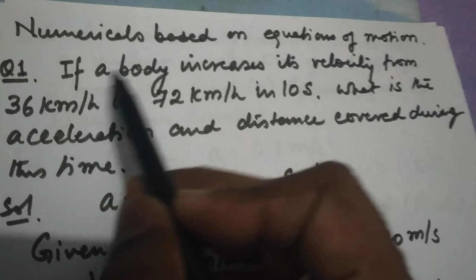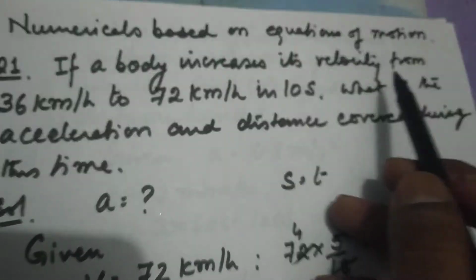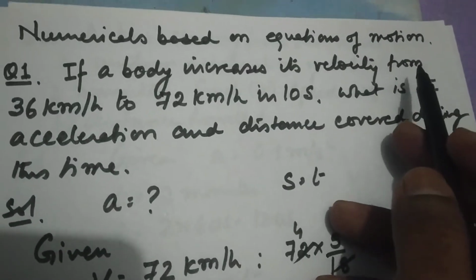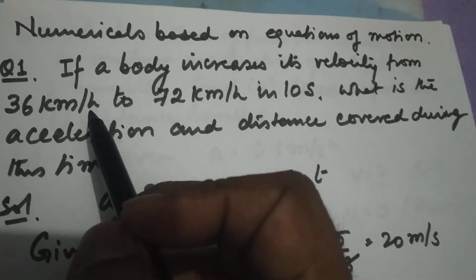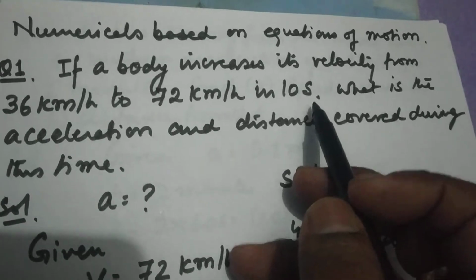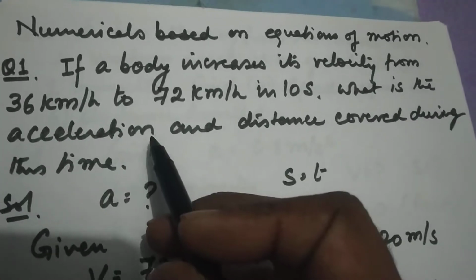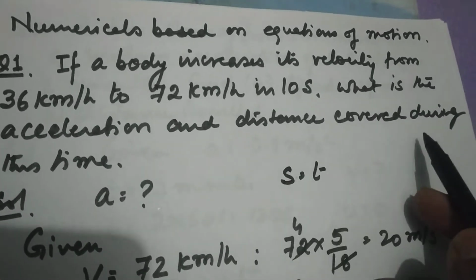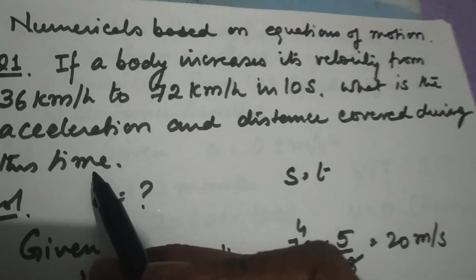First question we'll be taking: if a body increases its velocity or speed from 36 km per hour to 72 km per hour in 10 seconds, what is the acceleration and distance covered during this time?